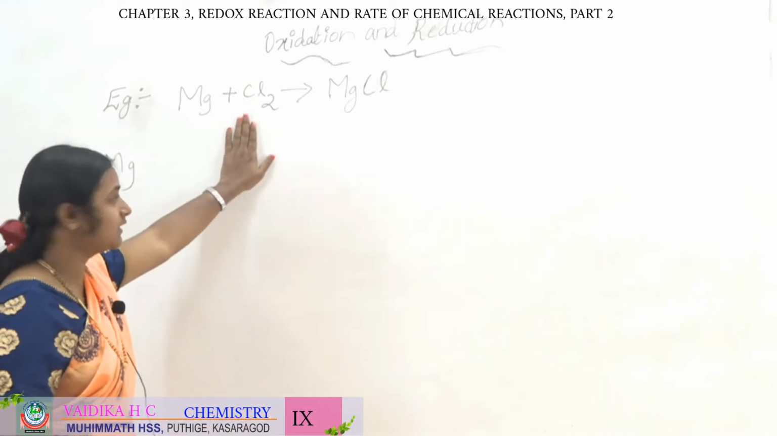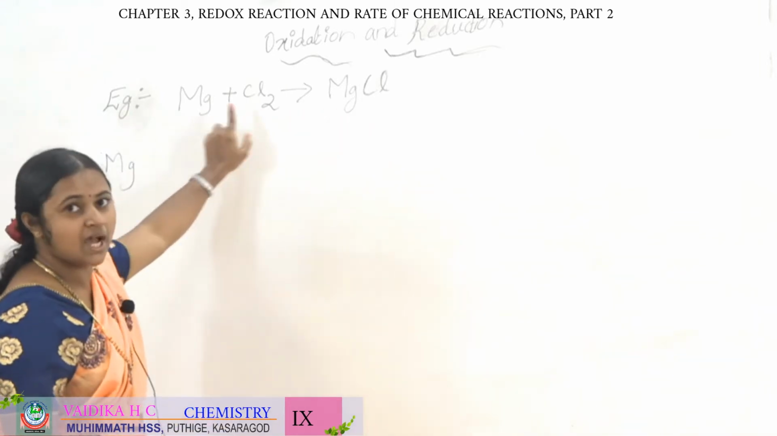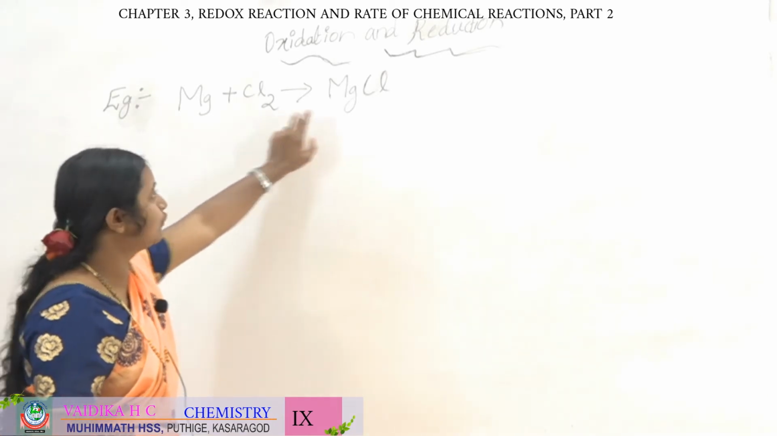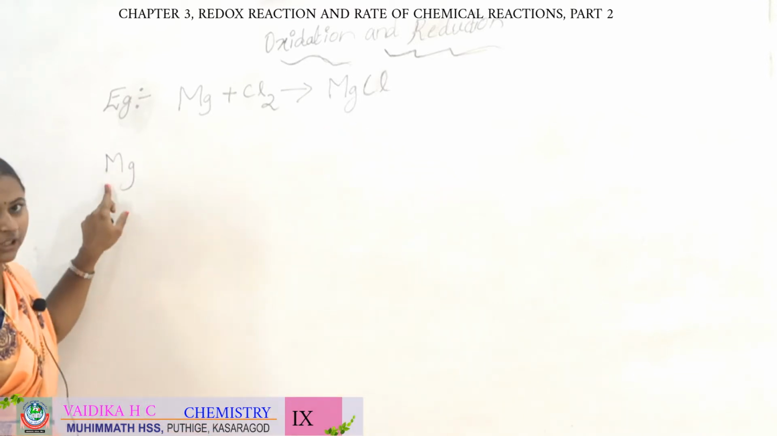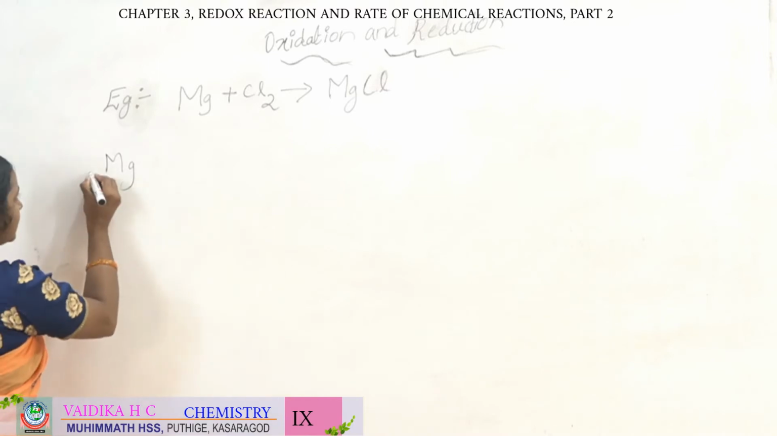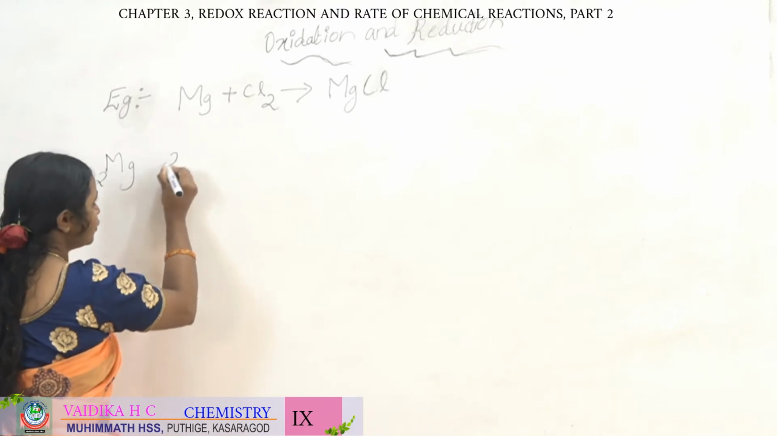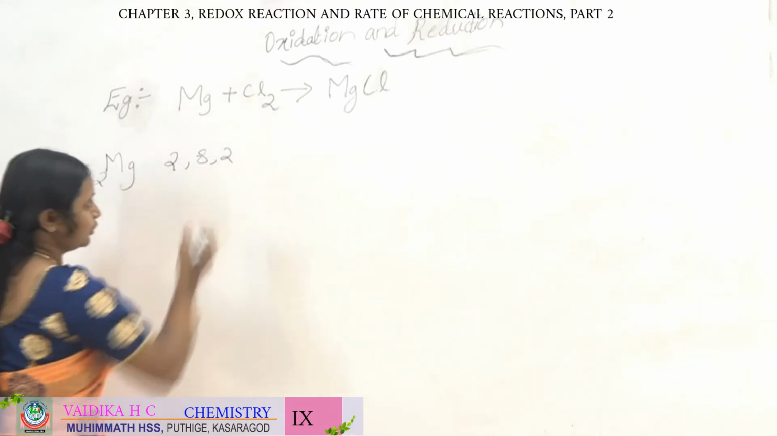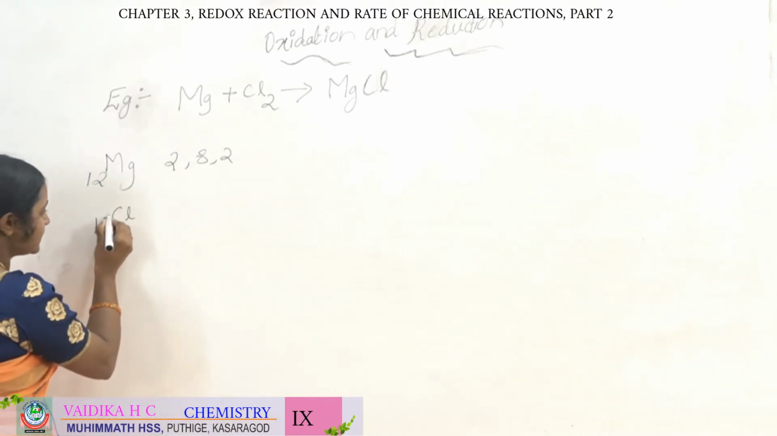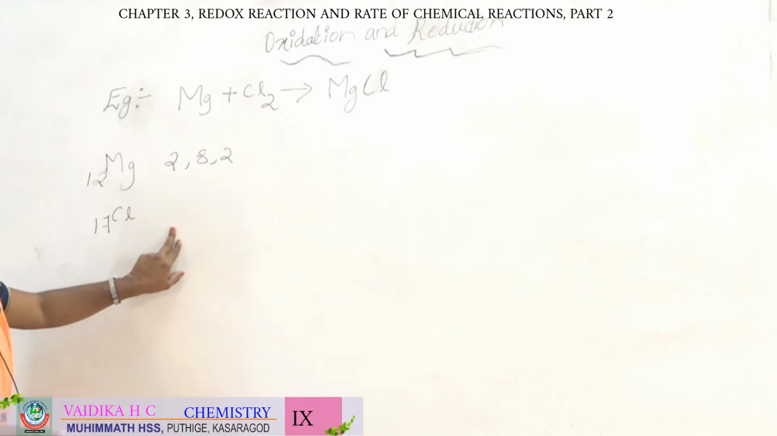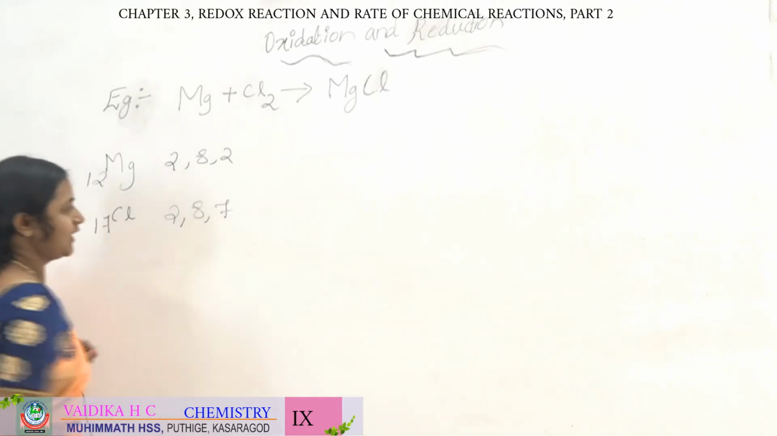Magnesium reacting with chlorine to form magnesium chloride. This is the equation. Now, what is the atomic number of magnesium? As you know, it is 12. So, what is the electronic configuration of magnesium? 2, 8, 2, right? And chlorine, what is the atomic number of chlorine? It is 17. So, its electronic configuration will be 2, 8, 7.